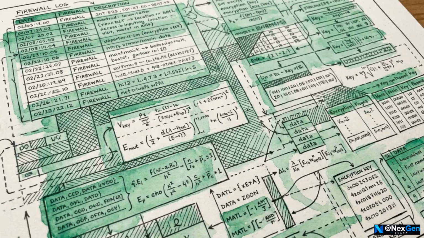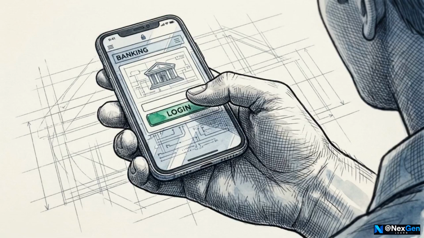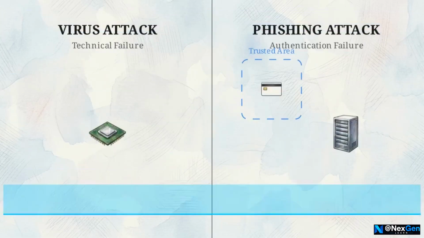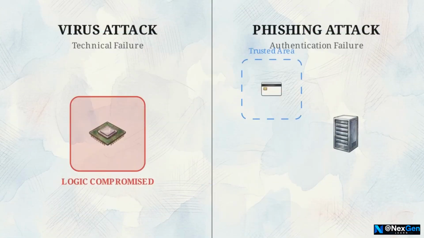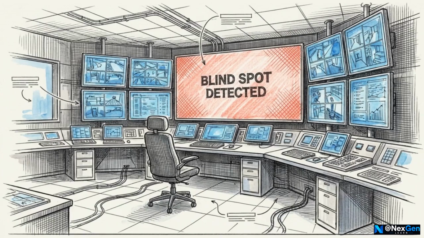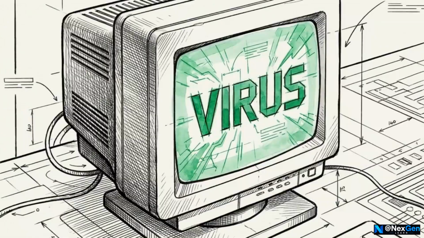Standard defense mechanisms are built on logic and math. How do they process a threat that bypasses their code entirely? To build a true defense-in-depth architecture, we need to analyze the exact anatomical failure of a system during both a virus attack and a phishing attack. Treating all cyber threats as identical technical problems creates catastrophic blind spots in our security posture. We begin the deconstruction with the most recognizable technical threat, the computer virus.